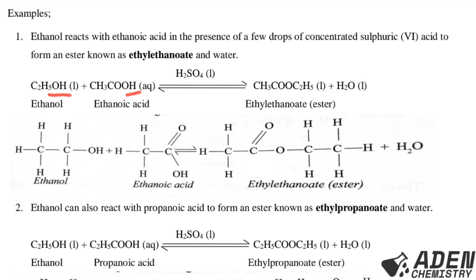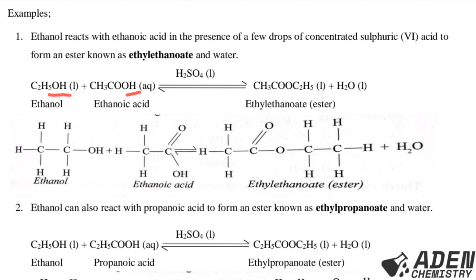We take CH3COO, we put here CH3COO. We have removed this hydrogen, so we are not going to add it there. So you take again this other part, that is C2H5. You don't take the OH because this OH combines with that H to form the water.